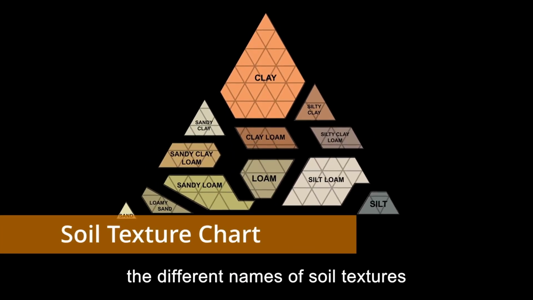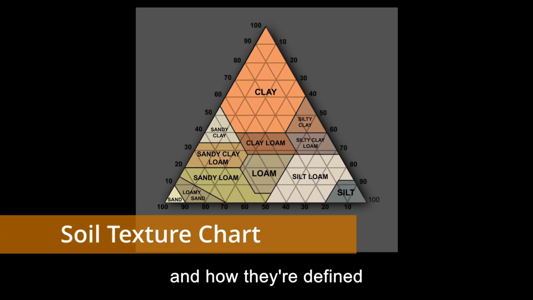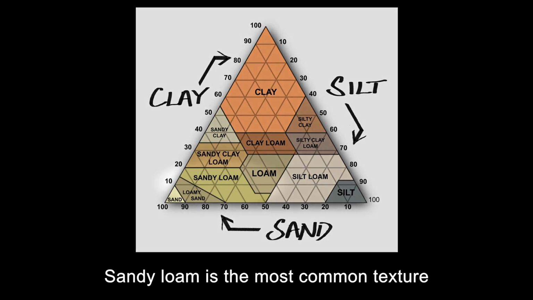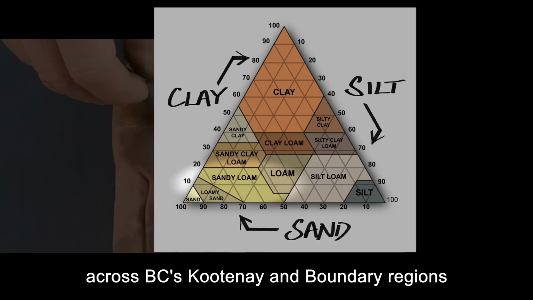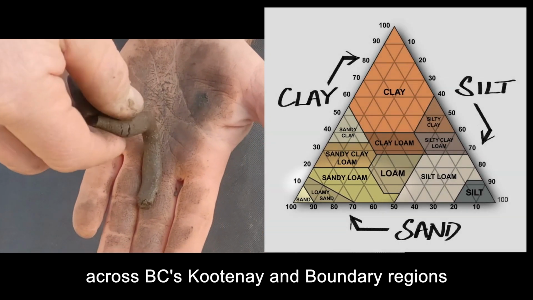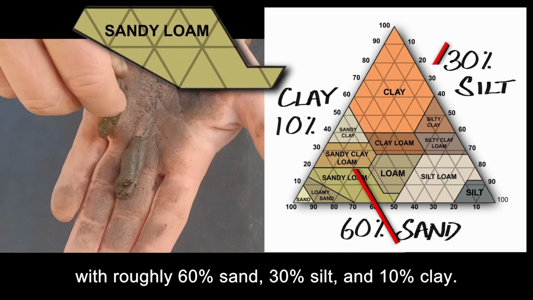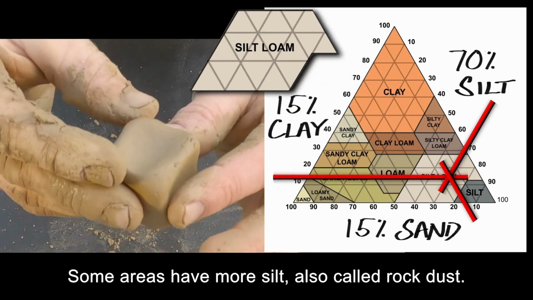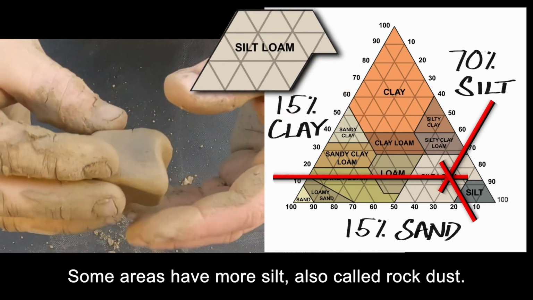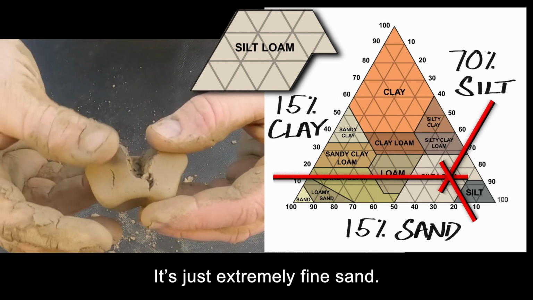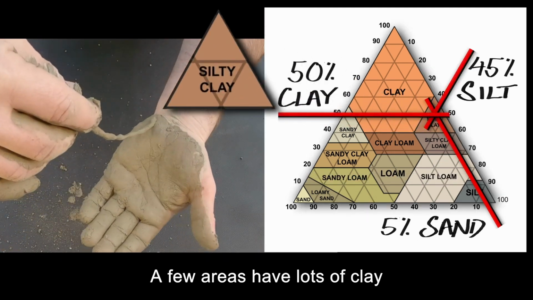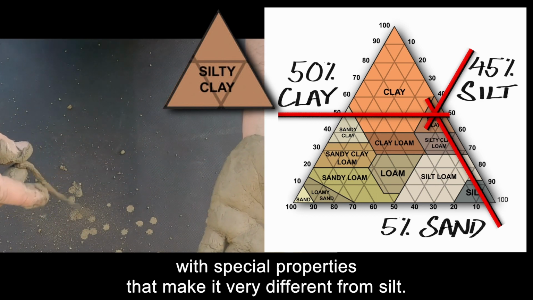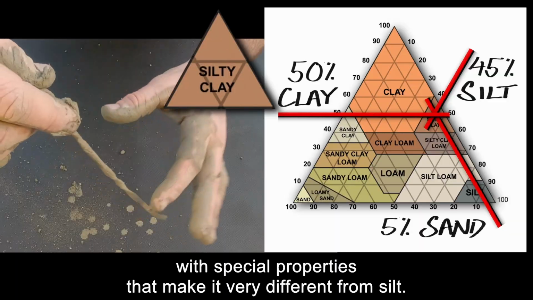Here's a chart with all the different names of soil textures and how they're defined by the proportion of sand, silt, and clay. Sandy loam is the most common texture across BC's Kootenay and Boundary regions, with roughly 60% sand, 30% silt, and 10% clay. Some areas have more silt, also called rock dust. It's just extremely fine sand. A few areas have lots of clay, which is made up of slippery, microscopic plates with special properties that make it very different from silt.